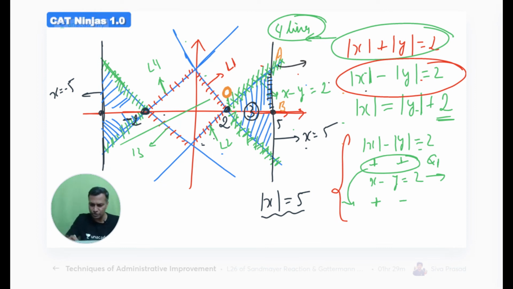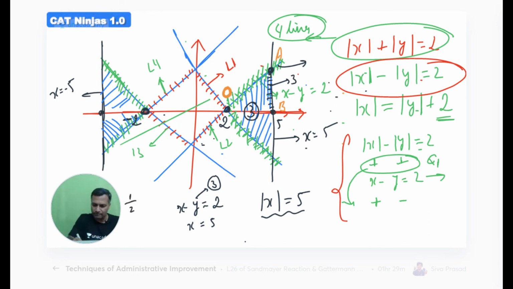I know this particular equation, which is x minus y is equal to 2. I know this particular equation here, which is x is equal to 5. From here, I will be able to get the point of intersection. Therefore, y is nothing but 3 units. So the height is nothing but 3 units.